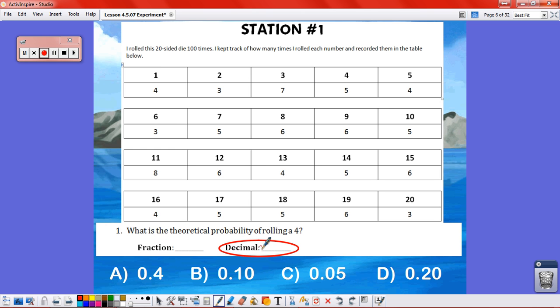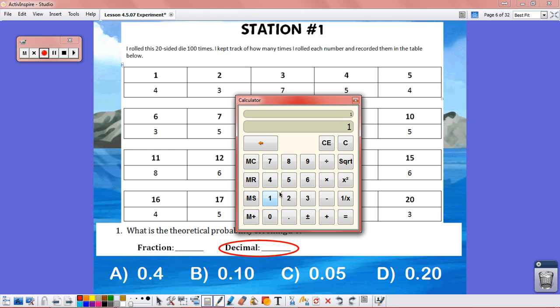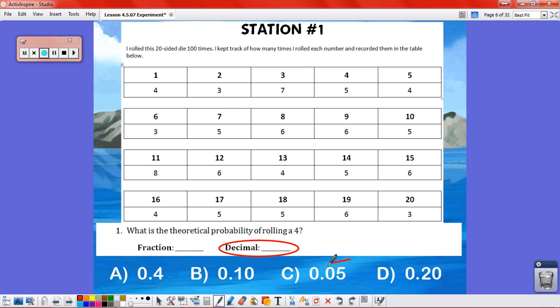The decimal for 1 out of 20 is the same as 5 hundredths, because 1 divided by 20 is 5 hundredths, or 20 times 5 is 100, and 1 times 5 is 5 hundredths.